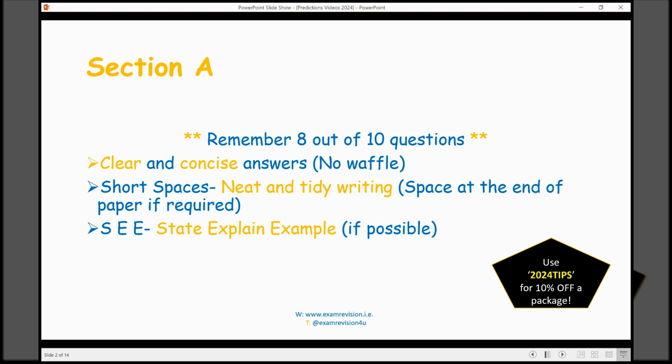So you've got short spaces, as I said. Keep your writing neat and tidy, and use your state, explain, example method. So where you can, always give an example.